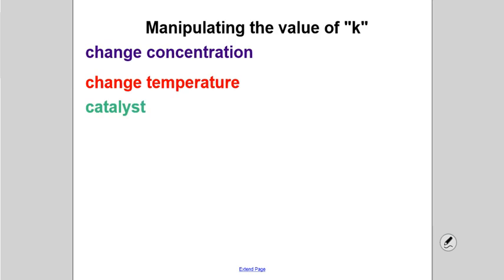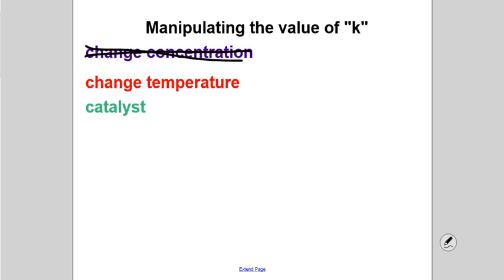Sweet. Manipulating the value of K. There's a couple different ways that you can change the value of K. Changing concentration is not one of them. Changing concentration doesn't change K in any way. K is a constant for that. It will change the rate, but not the value of K.